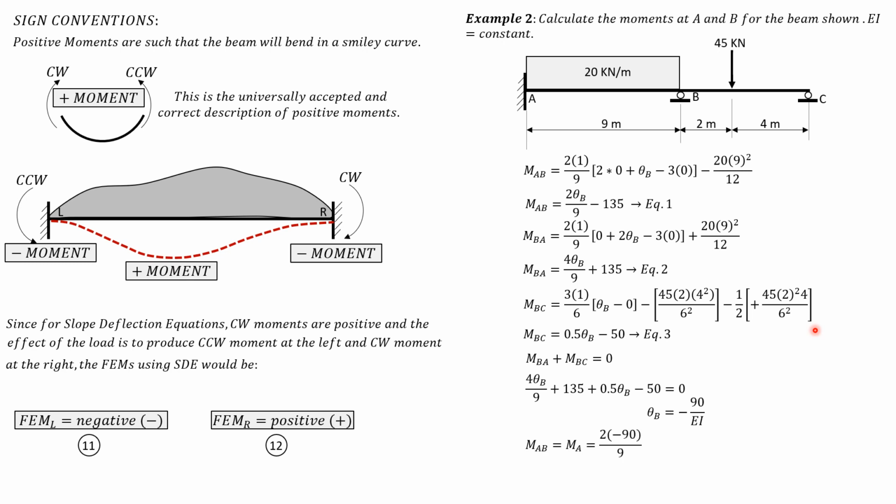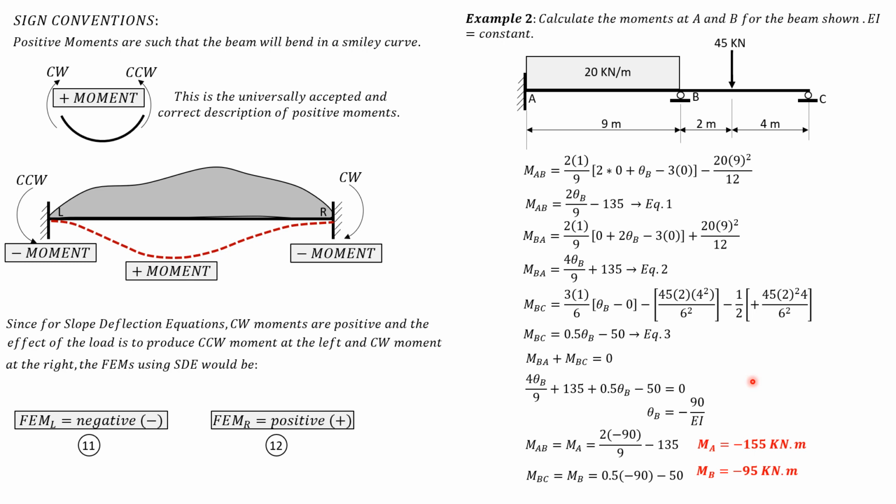So moment AB is equal to 2 over 9 times theta B, negative 90, minus 135. So moment A is negative 155 kilonewton meter. Moment B is equal to 0.5 times negative 90 minus 50, so that's why it is negative 95 kilonewton meter.